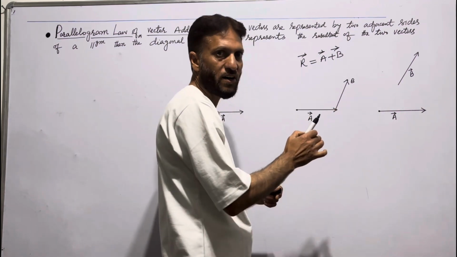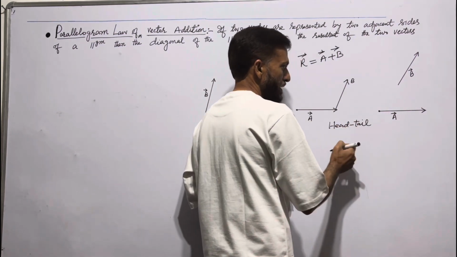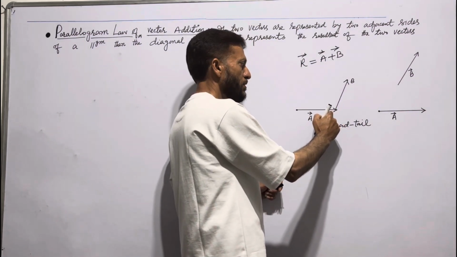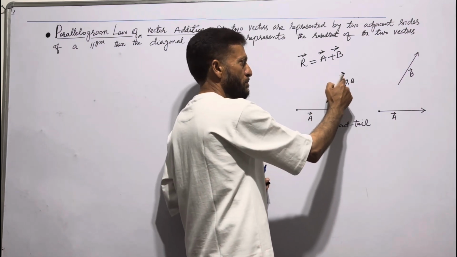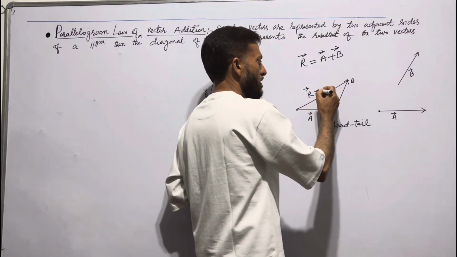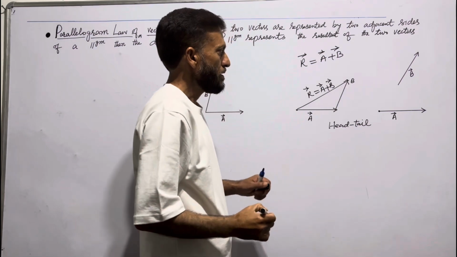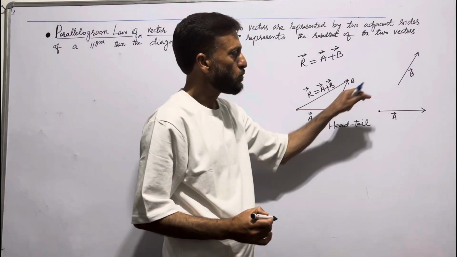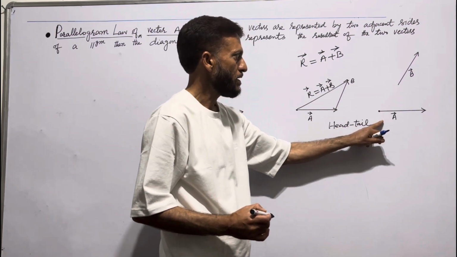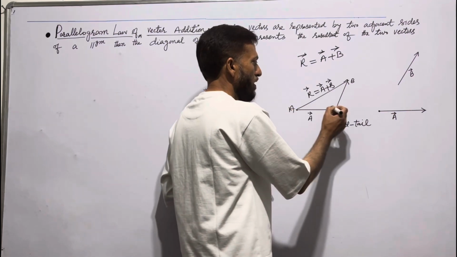When the vectors are joined in head-tail manner, that is, tail of B coincides with the head of A, then the vector drawn from the tail of A to the head of B will represent the resultant of vector A and B, that is, this is equal to A plus B. If we join two vectors in head-tail manner, then we can use triangle law to find their resultant, which we have already discussed.